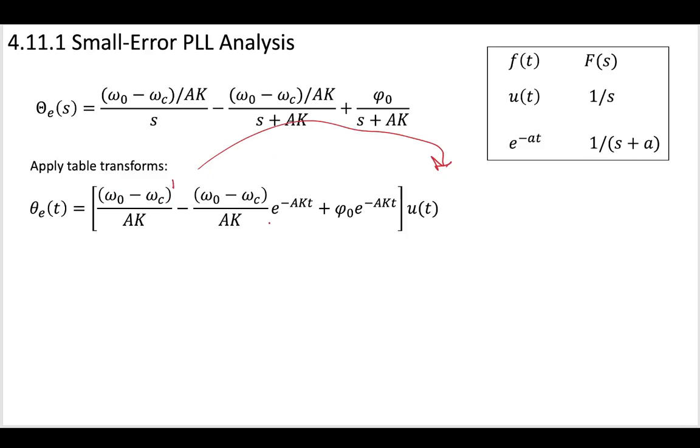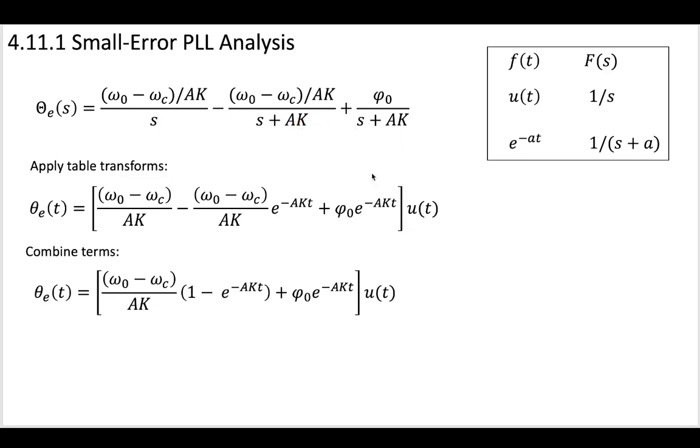These two get this e to the minus AKT term, because this AK is equal to A here. And then they all have the step function on the outside, because our Laplace transform should only be valid after time 0. So that's where that step function comes from. Then we're going to combine a couple of these terms because we have these two things with complex coefficients. We're going to combine them together, pull them out, so we have this 1 minus AKT term.